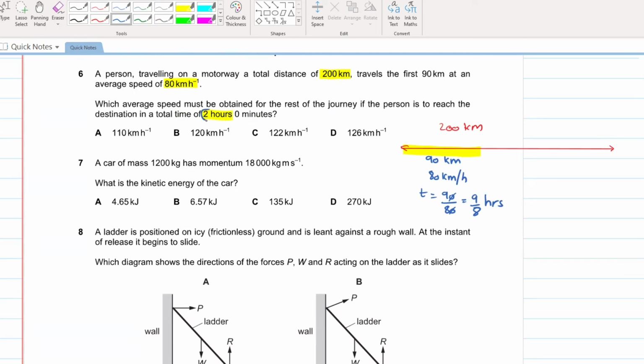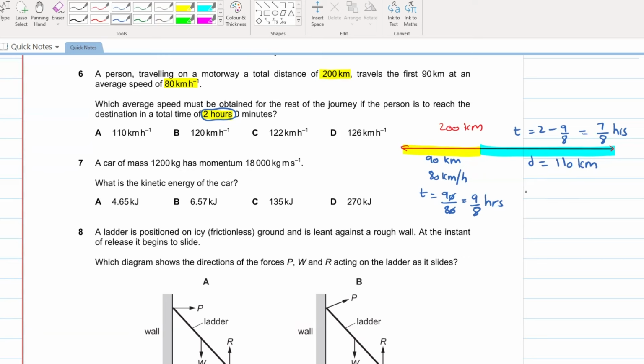What are your total number of hours? 2 hours. So how many remaining hours are there for the rest of the journey, the one I have highlighted in blue? The remaining hours will be 2 minus 9 over 8. This comes out to be 16 minus 9 over 8, that is 7 over 8 hours. What is the remaining distance? Remaining distance is 110 kilometers.